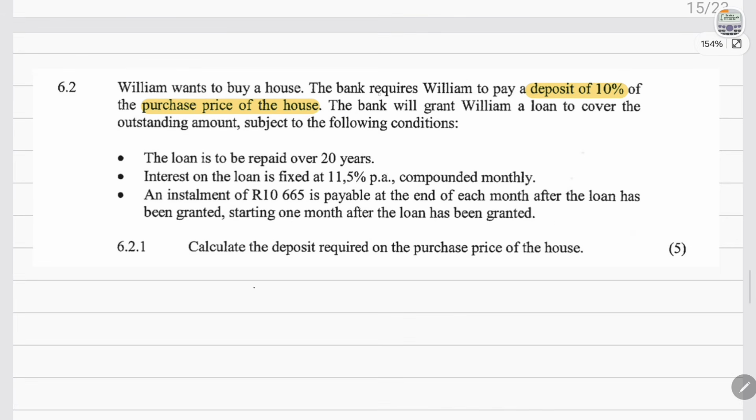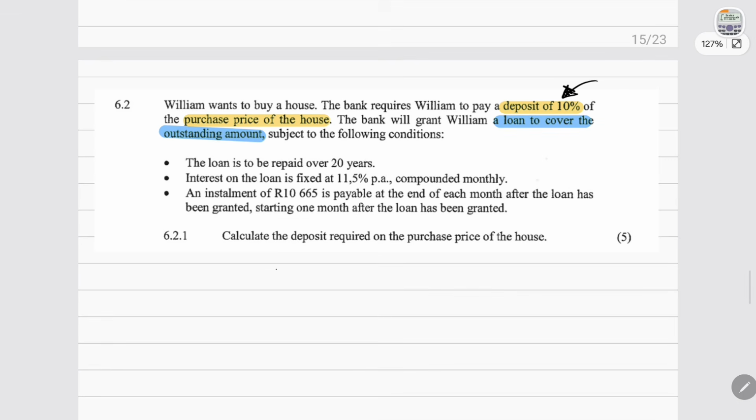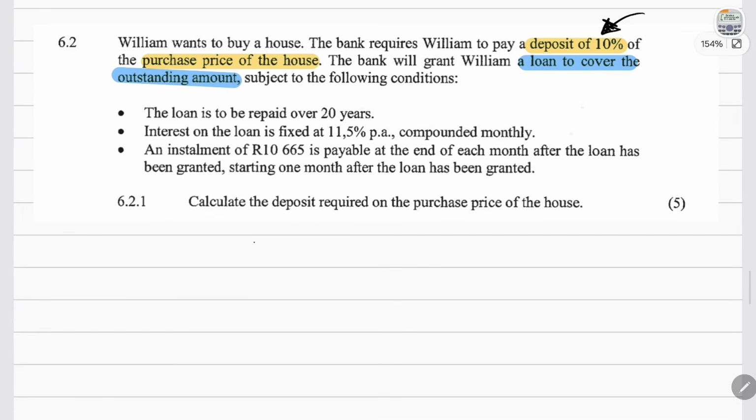Okay, so here there's something that we need to note. The bank is giving William the loan to only cover the outstanding amount. This does not include the 10% that he has to pay out of pocket. So he has to pay 10%, and then he's only going to take out a loan on the outstanding amount. And then these are the conditions of the loan.